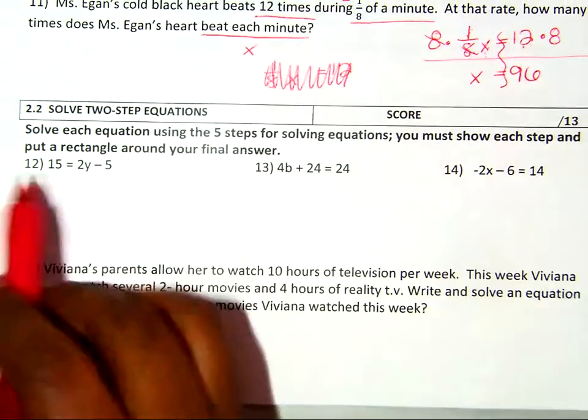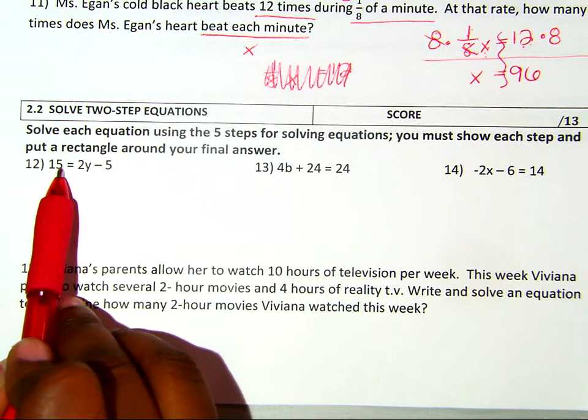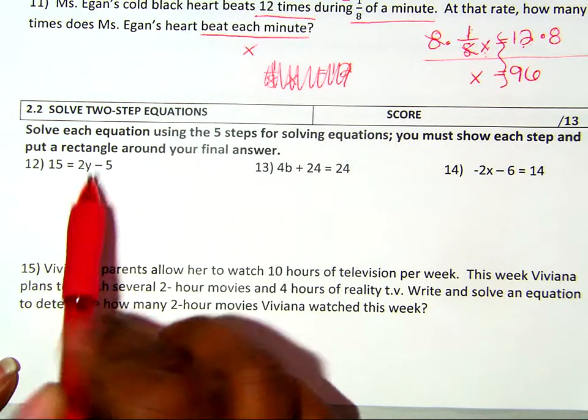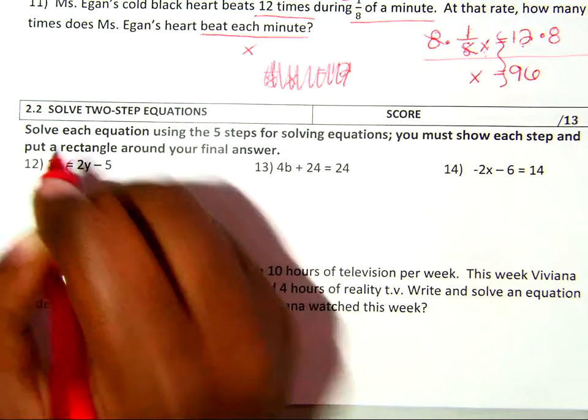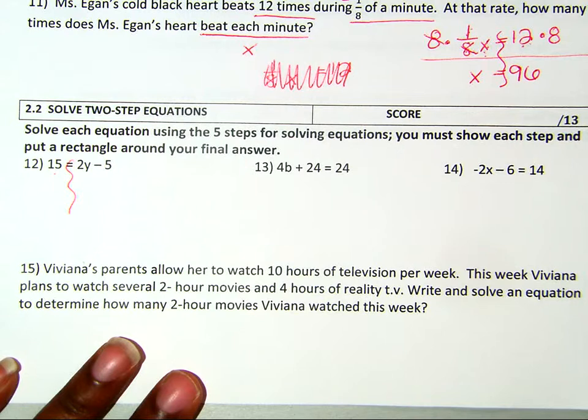Can I combine anything on this side? I'm sorry, can I distribute anything? Because we distribute first. Can I distribute here? No. Can I distribute anything here? No. Can I combine anything on this side? No. Can I combine anything on this side? No. Time for the rewind stage.